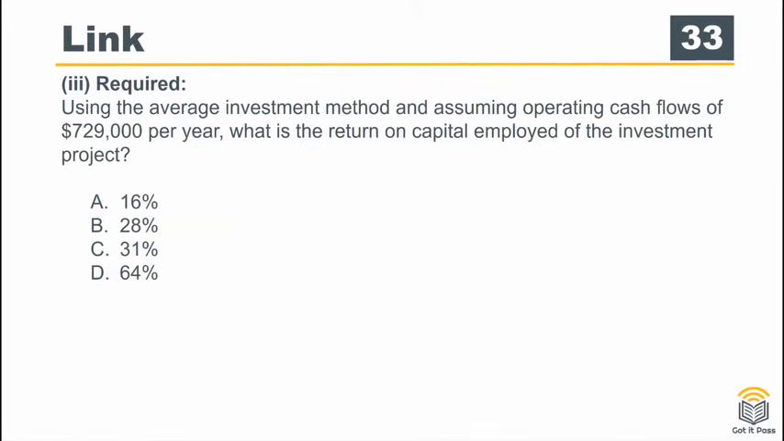For the third requirement here, it's a calculation question as well. Using the average investment method and assuming operating cash flows of 729,000 per year, what is the return on capital employed of the investment project? Okay, here to recap, the average investment method is the average profit divided by average investment.